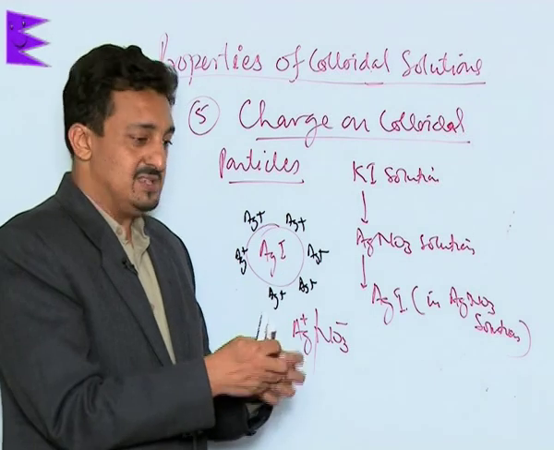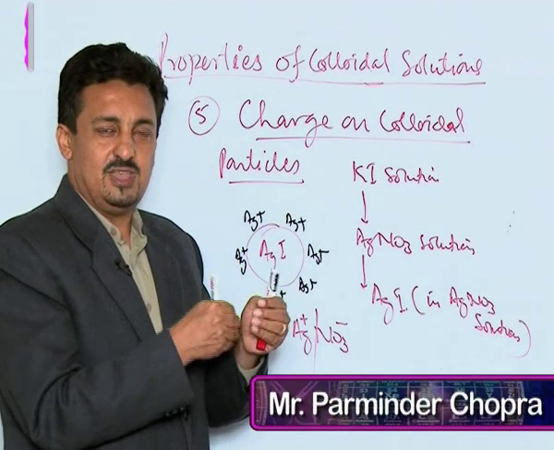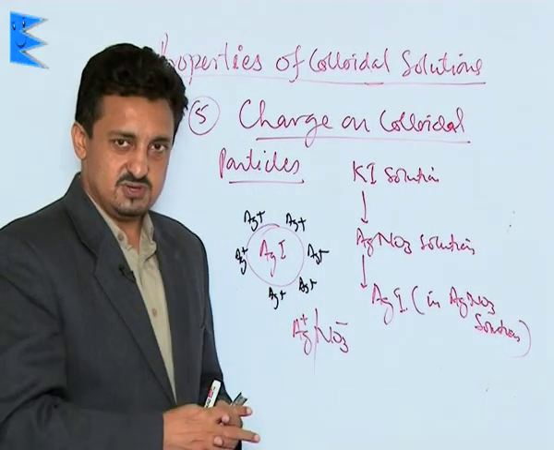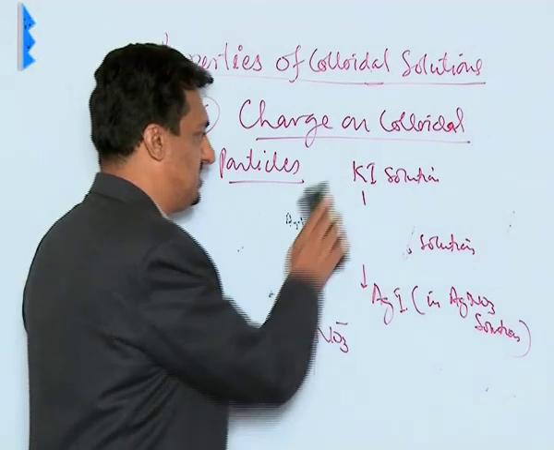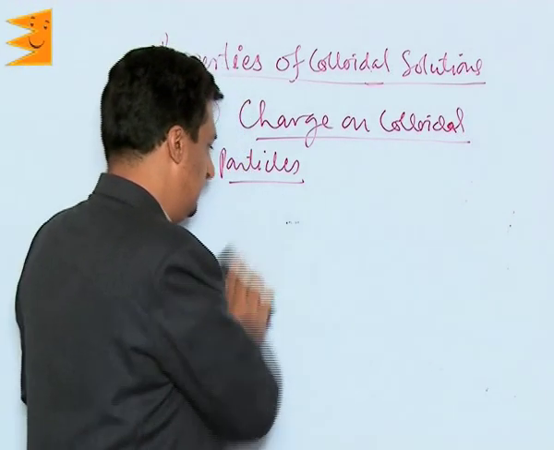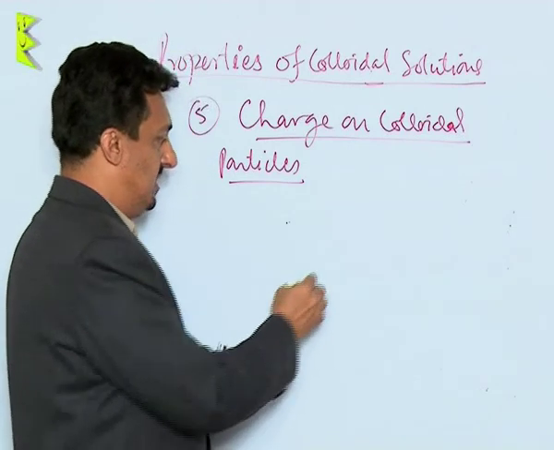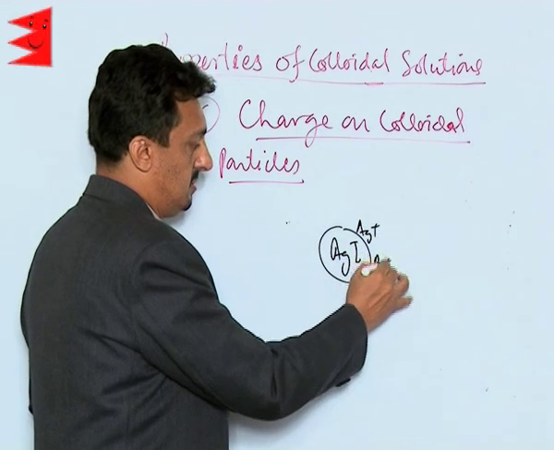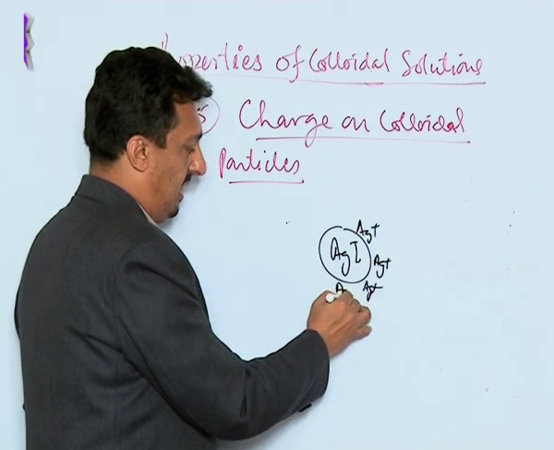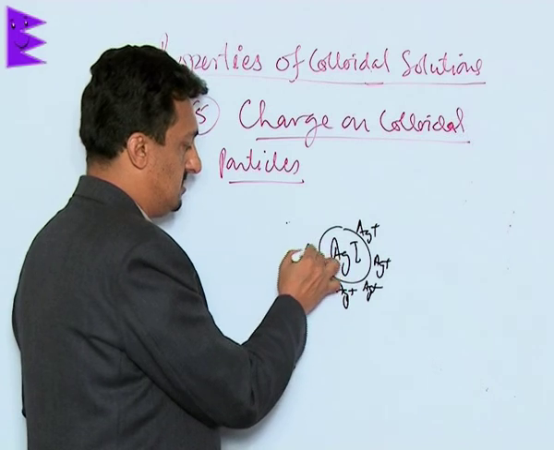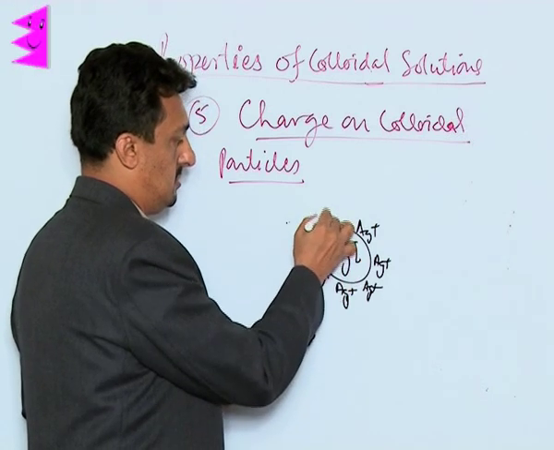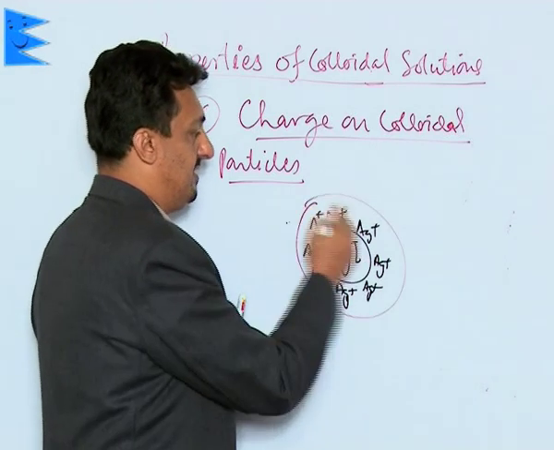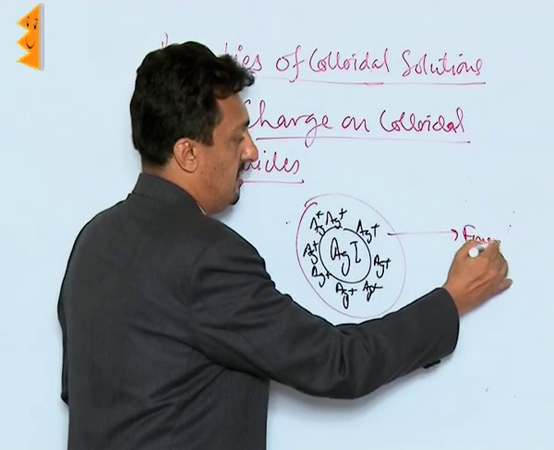So what we find is, these colloidals have affinity for a particular type of ion and they adsorb them on their surface, which is called preferential adsorption. Now as a result of this preferential adsorption, these colloidal particles have, let us take the same example, preferentially adsorbed ions all around their surface. And they form a layer around it. Now this layer is called the fixed layer.